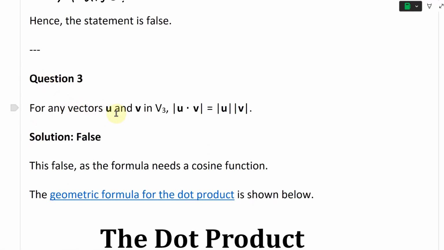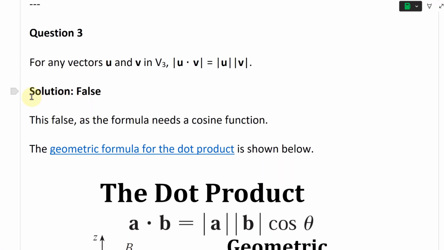For any vectors u and v in V3, again the set of all vectors in 3D, we have the statement that the magnitude of u dot v is equal to the magnitude of u multiplied by the magnitude of v. This is actually false, and we'll go over that. So here, look at the solution.